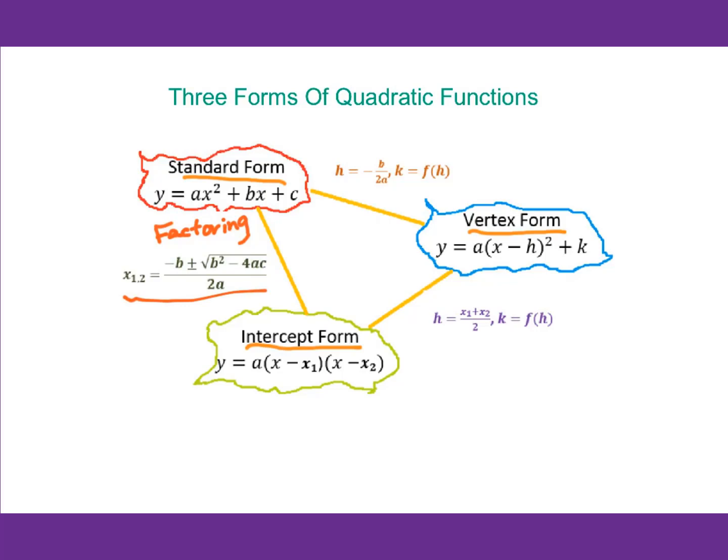From intercept form to standard form, that's pretty easy. You just do the FOIL. From intercept form, go to vertex form. Remember, this is the rule: h equals (x1 plus x2) over 2. Then k equals f of h.